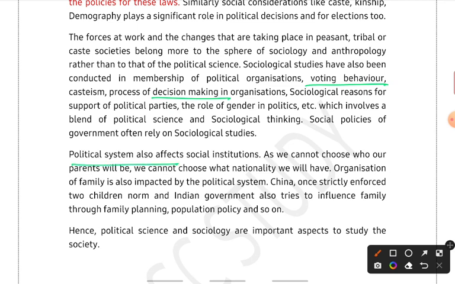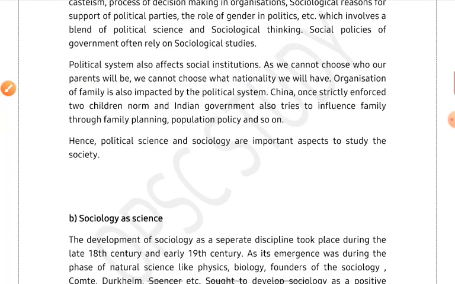So political system also affects social institutions. How do they affect? We cannot choose our parents, but we also cannot choose the nationality we will have, and the organization of family is also impacted by the political system, right? Family is basically a social institution, but it is impacted by the political system, है ना? Family planning, है ना? That thing is there. So this is the linkage, and then you will try to conclude, like you can simply conclude: hence political science and sociology both are important aspects of the study of society, so they both need to be studied together and holistically.